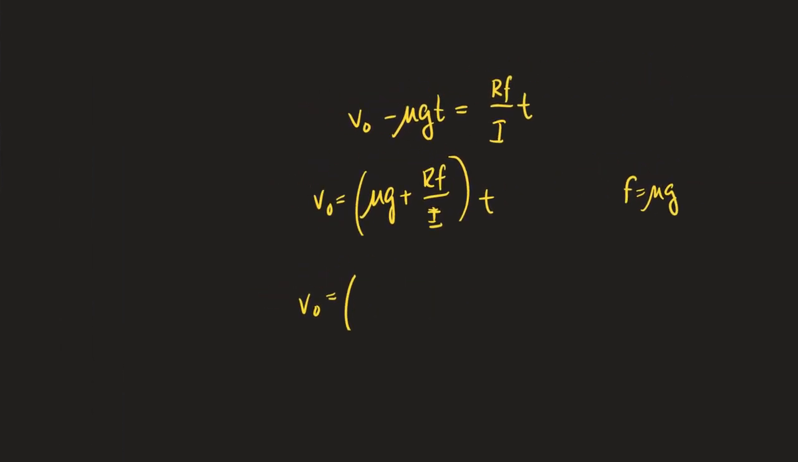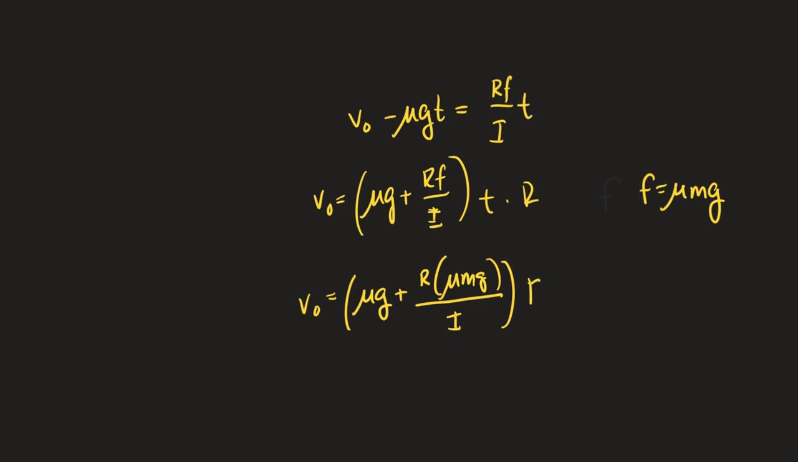So now let's go back over here. F is still mu mg. So I need to sub it in. So I have mu g plus R times mu mg all over I times R. Did I do that right? No. And you should have stopped me. Golly, Mr. Shelton.